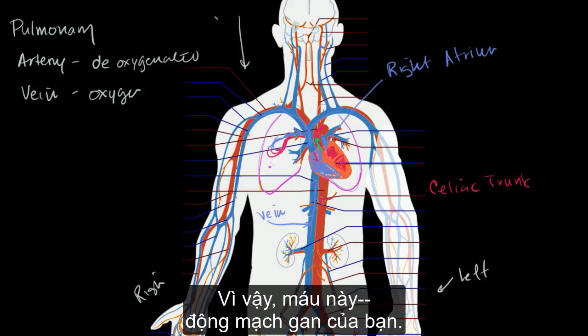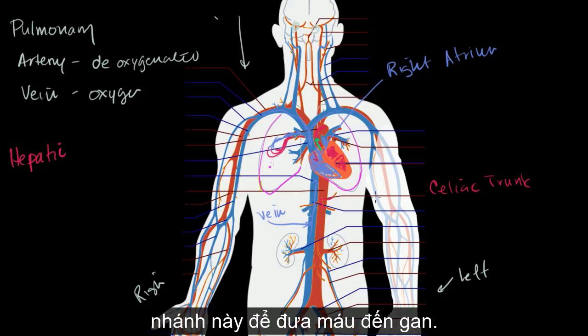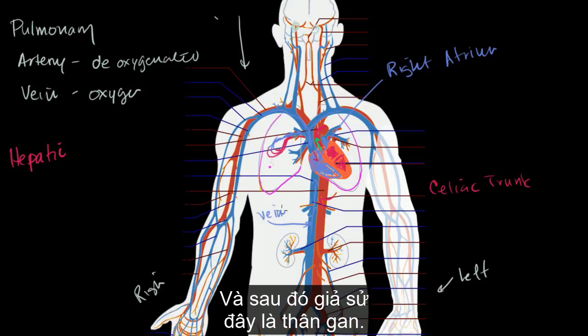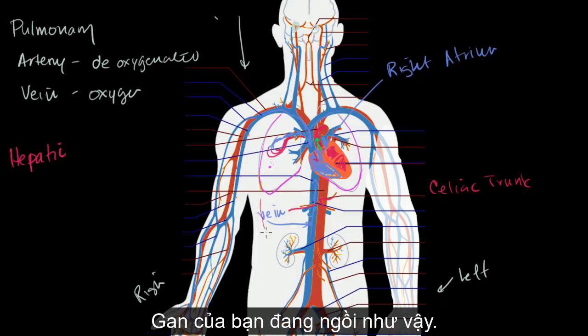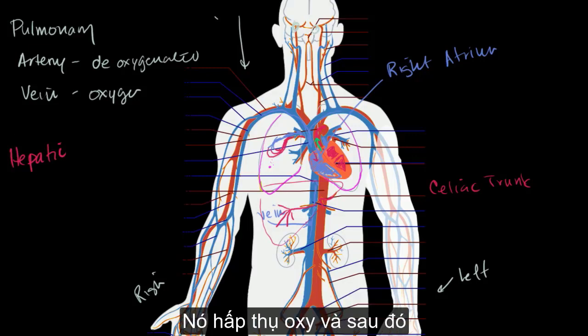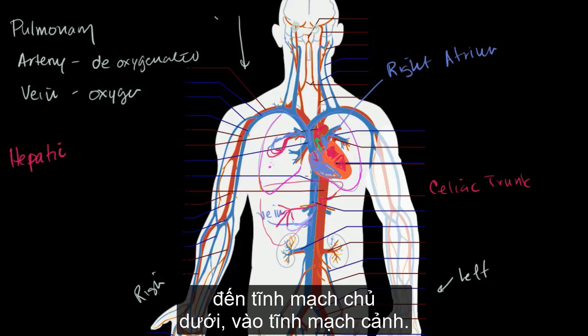The hepatic artery, hepatic deals with the liver. Your hepatic artery branches off of this to get blood flow to the liver. It also gives blood flow to your stomach. So it's very important in digestion and all of that. And then let's say this is the hepatic trunk. Your liver is sitting like that. It delivers oxygen to the liver. The liver is doing respiration. It takes up the oxygen, and then it gives up carbon dioxide, so that it becomes deoxygenated, and then it flows back into the inferior vena cava, into the vein.